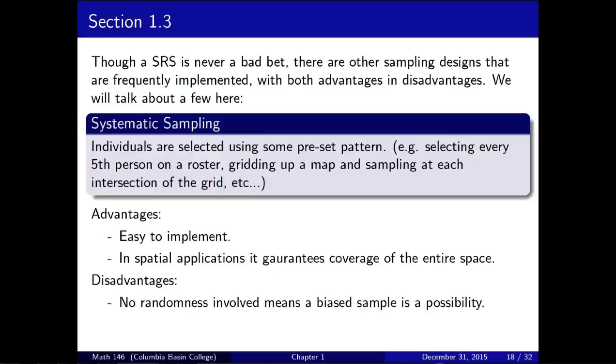The first is a systematic sampling. And in a systematic sample, individuals are picked just using some pattern. So you might just select every fifth person on the roster, or you might grid up a map, okay, and just sample at the intersection of each grid.